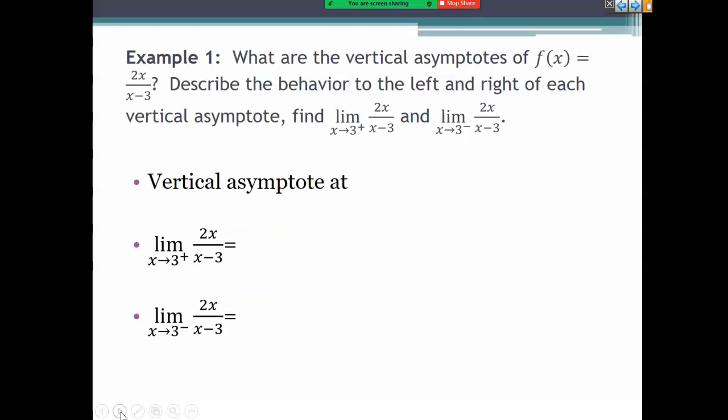So let's look at this example here. What are the vertical asymptotes of this function? Describe the behavior to the left and to the right of each. The vertical asymptotes once again occur when the denominator is equal to 0. So you set x minus 3 equal to 0, thus giving x equals 3.